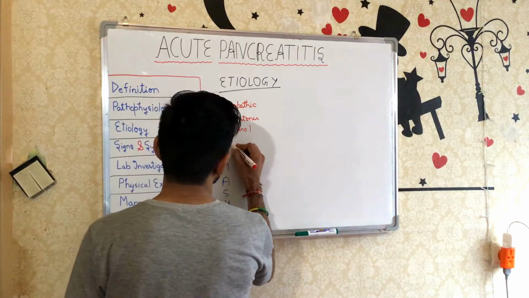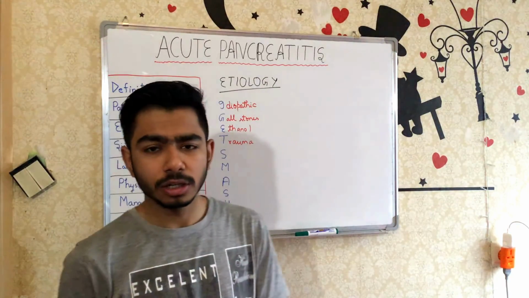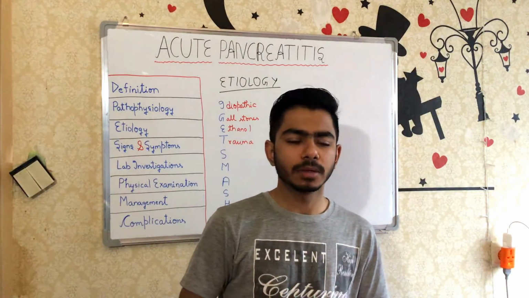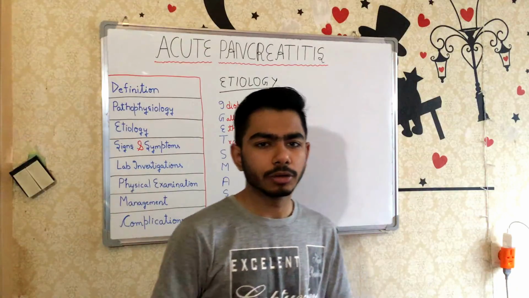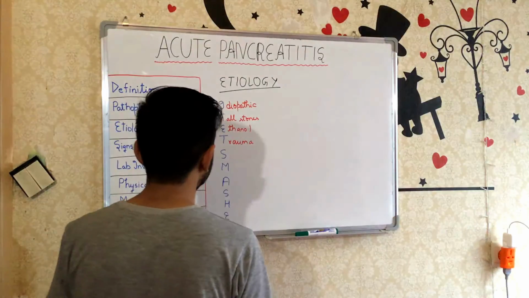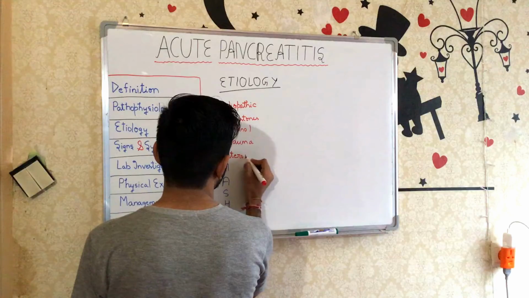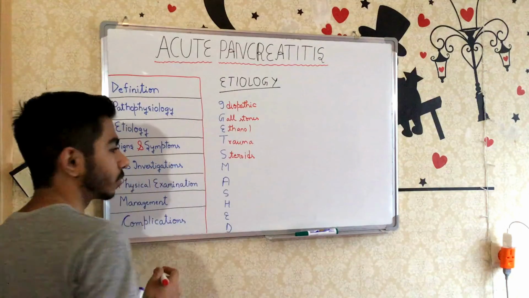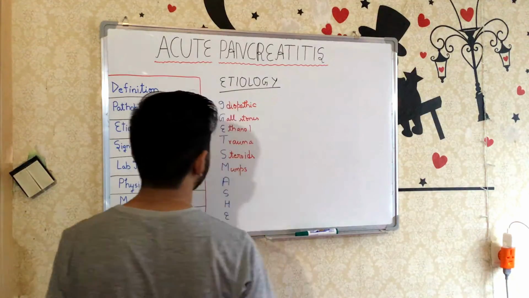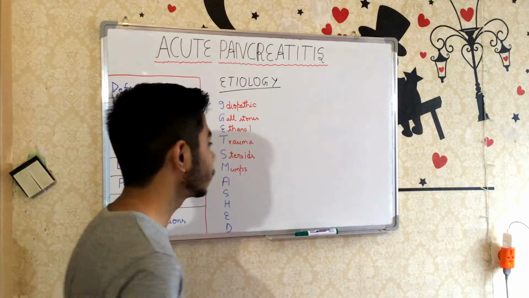T is for trauma. Any physical or mechanical injury in the central part of the body can cause the acute pancreatitis because it can cause harm to the pancreas. S, some steroids, anabolic steroids, can also cause the acute pancreatitis. M is for the mumps virus. Mumps virus can also cause the acute pancreatitis.